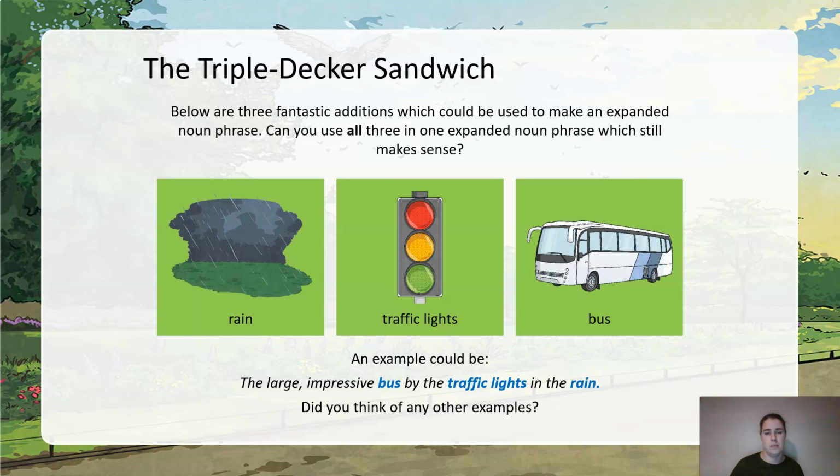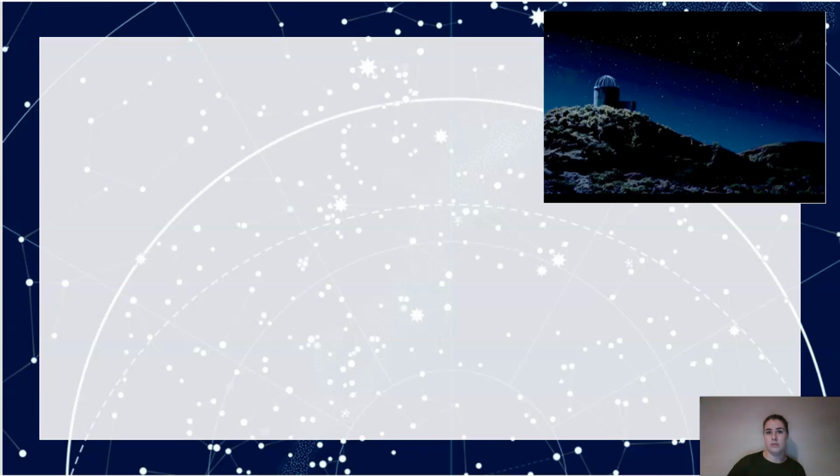Now I might want to improve on that. I might say, well, it's not just the rain, it could be the lashing rain, the freezing cold rain, the hammering rain. You can get a simile in there. So the large impressive bus was sat waiting at the traffic lights in the rainy thunderstorm. Okay, so what you do is pause the video and see if you can improve on my sentence. Pause the video and have a go. Okay, so having done that, we're now going to have a go at doing our own sentences.